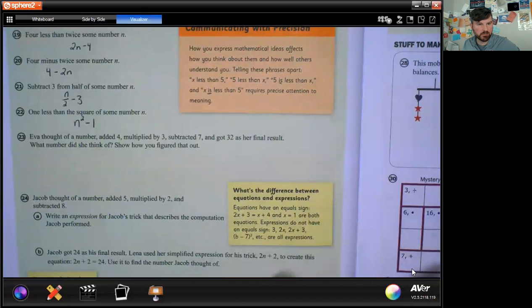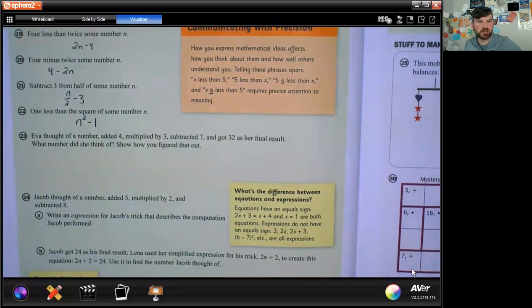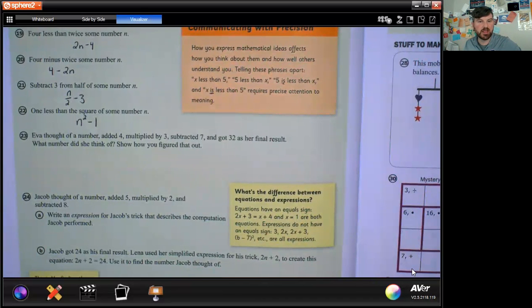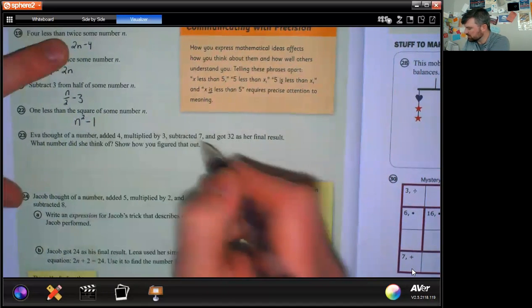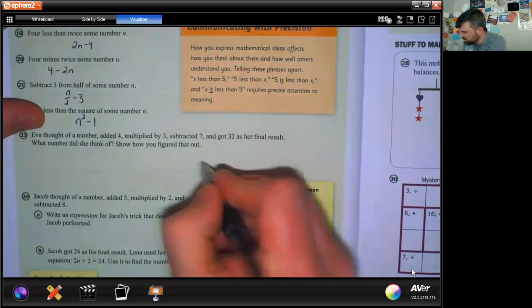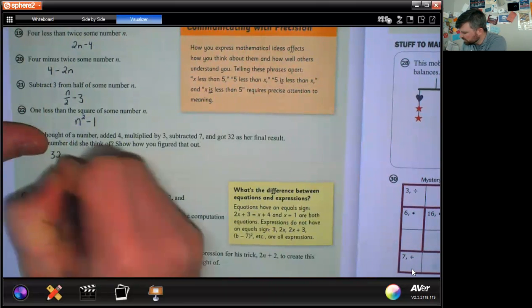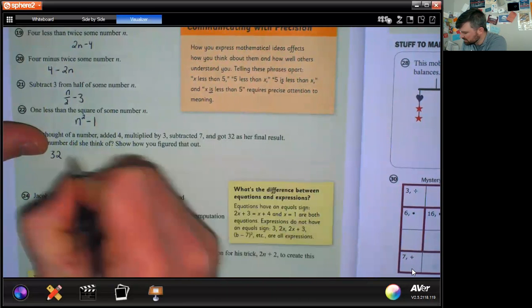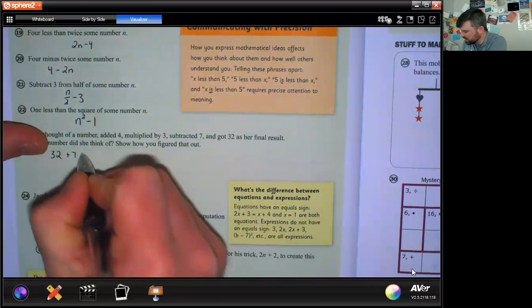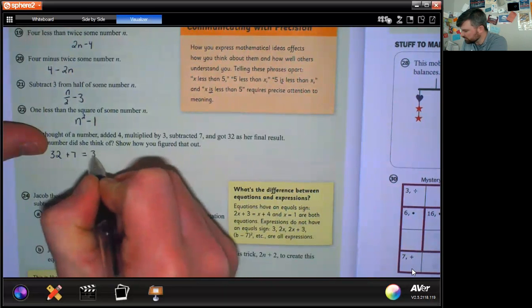Eva thought of a number, added 4, multiplied by 3, subtracted 7, and got 32 as her final result. What number did she think of? How did you figure it out? Well, if I start at 32 and I want to go backwards, I just do the inverses of everything. So if I start at 32, okay, and instead of subtracting like she did, I'm going to add 7. And that result would be 39.